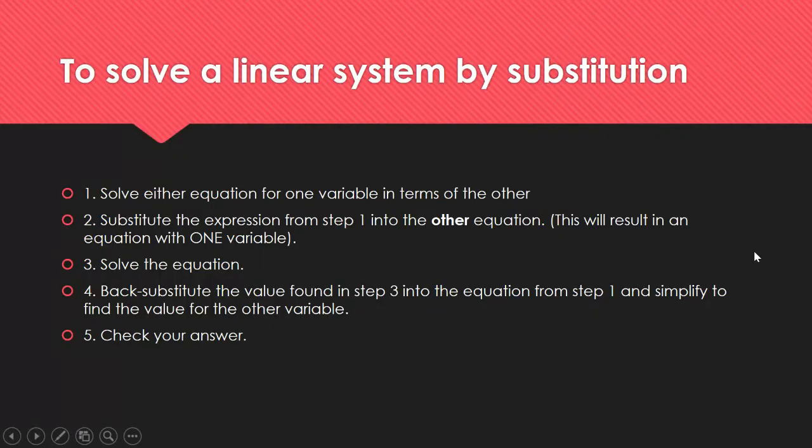So we are going to talk about solving linear systems. If we're going to solve by substitution, you want to first get one variable in one of the equations by itself. In step 2, solve that equation. So you should get an equation with one variable. In step 3, you just find that answer then. Step 4, take that answer you just found and plug it into your equation for step 1, and then simplify that. So then you'll find your second answer and then check your answer, make sure you're right.